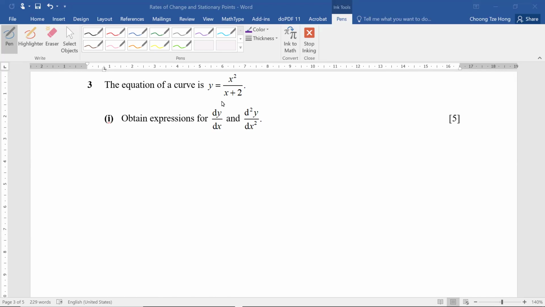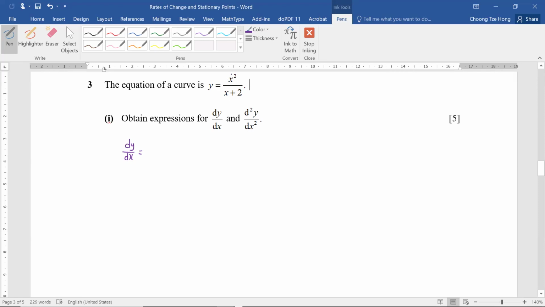So for part 1, they want you to obtain expressions for dy/dx and d2y/dx squared. So we are going to differentiate this particular equation two times, all right? So let's do dy/dx first. Okay, so over here you see that there's an x term in the numerator as well as the denominator. So this means that we will need to apply the quotient rule.